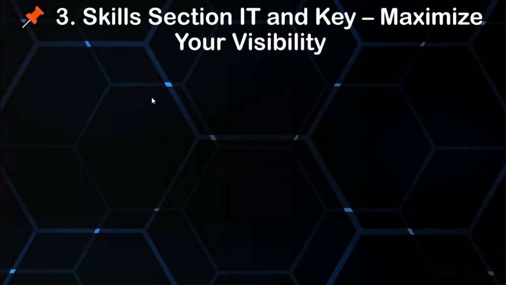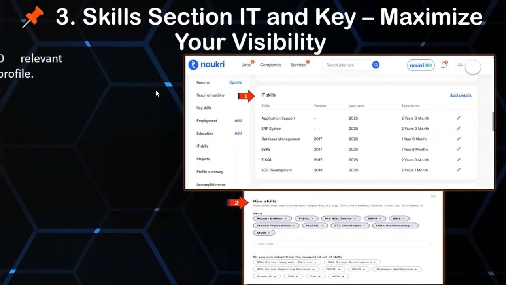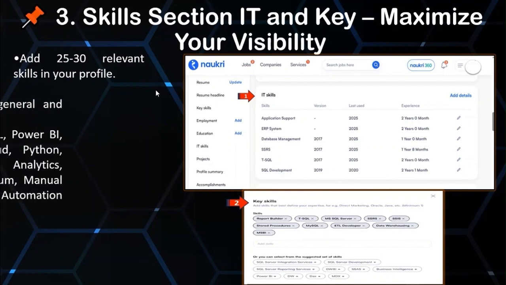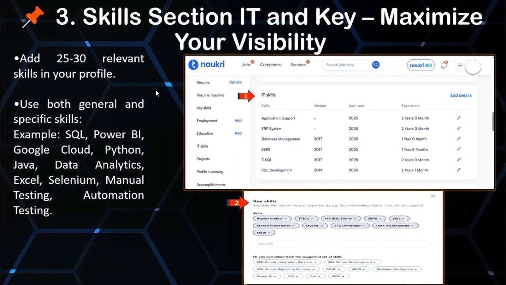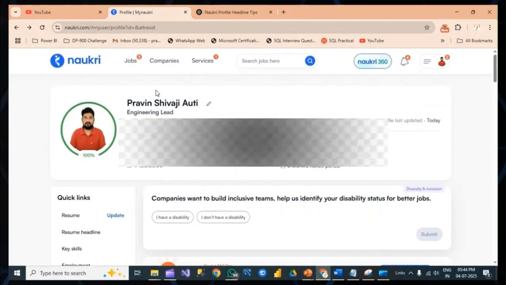So tip number three, skill section and IT skill, to maximize your visibility. It is very important that you add different skills in the skill section. There you can add to your visibility. You can add 25 to 30 relevant skills in your profile. If you are working on any kind of technology, for example SQL or Power BI or cloud or Python, you can add the skill in your profile.